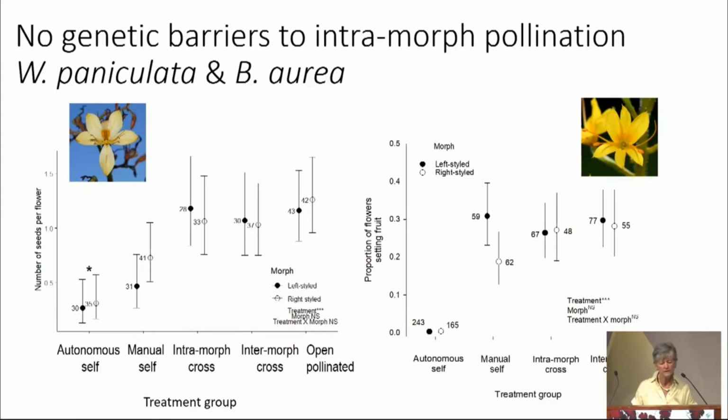For Wachendorfia paniculata, there was a bit of weak self-incompatibility, you can see with the manual self-sorting, but no difference between the intermorph and the intramorph. So the question then is, how do we maintain these 1-to-1 ratios that we actually see out in biology?